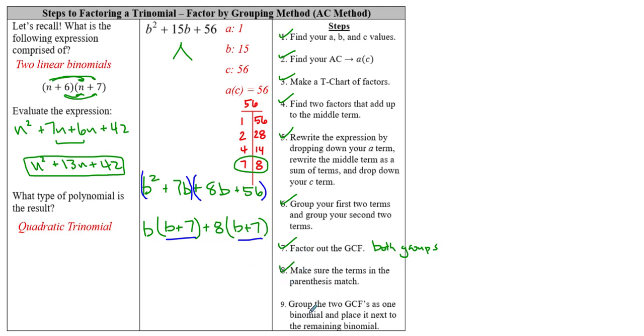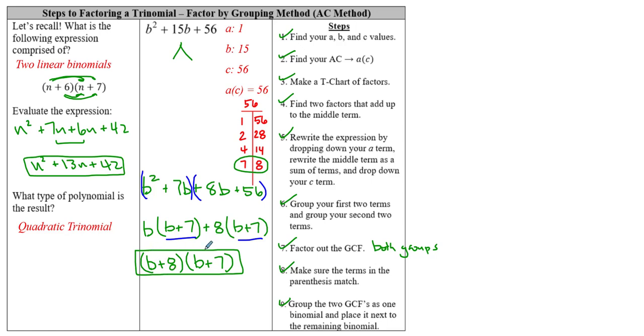That looks very good. Then it says to group the two GCFs. That is this b and this 8, so it wants me to group those. So I'm going to do b and positive 8. And then it wants me to place it next to the remaining binomial, which is our match of b plus 7. Okay, and now we are fully factored out. That is all of the steps. This is what we are looking for. We wanted to go from a quadratic trinomial to my two linear binomials.